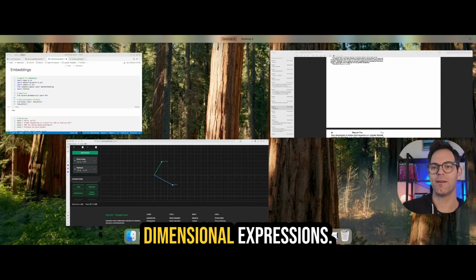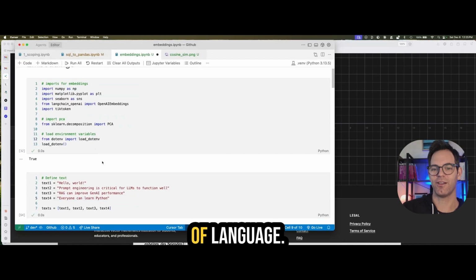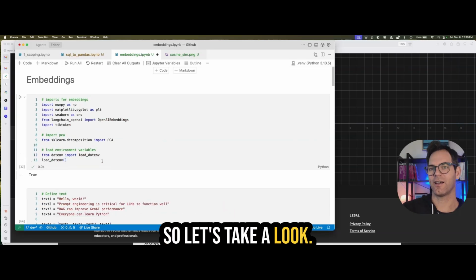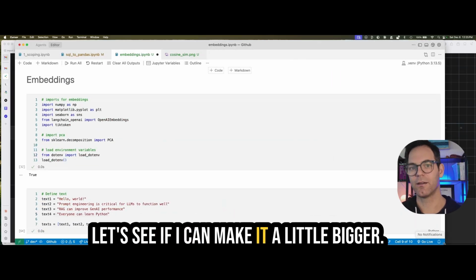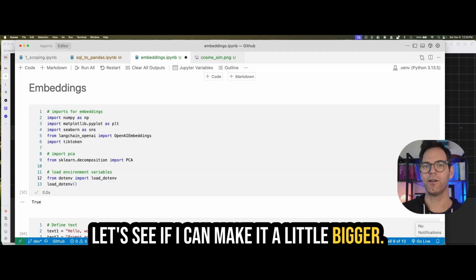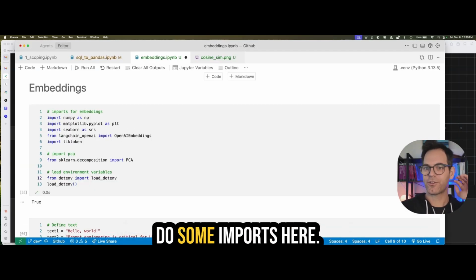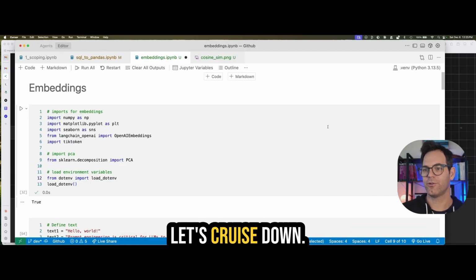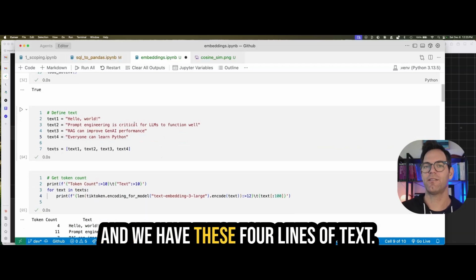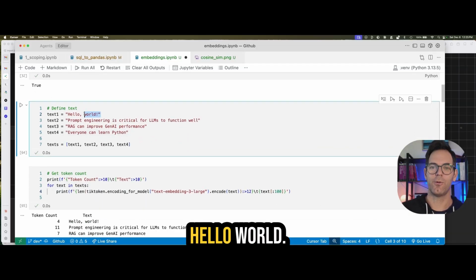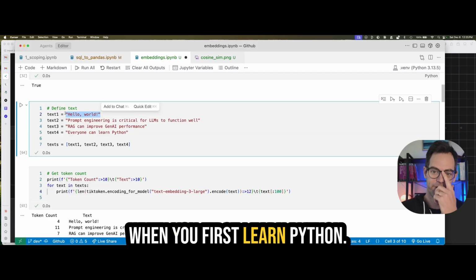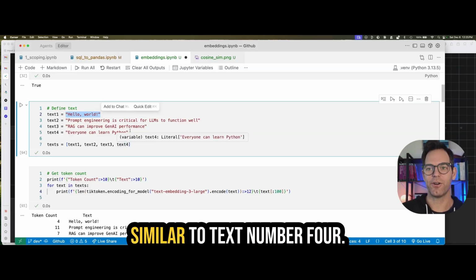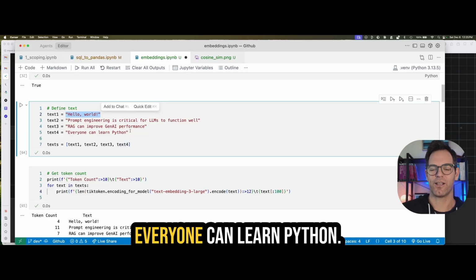Embeddings are high-dimensional expressions of language. So let's take a look. I have this embedding workbook. Let's see if I can make it a little bigger. Okay, we're just going to do some imports here. Let's cruise down. And we have these 4 lines of text. Hello world. That's what you print when you first learn Python. So that's going to be really similar to text number 4. Everyone can learn Python.